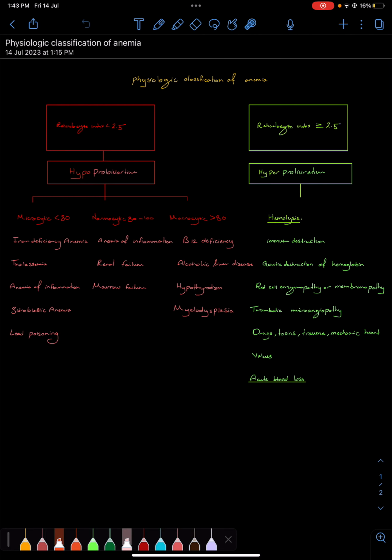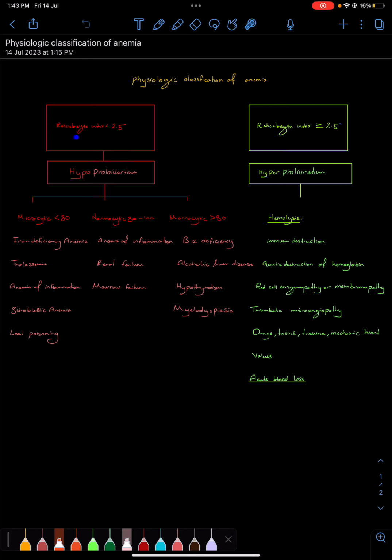Hi everyone, today I'm going to explain the physiologic classification of anemia. Right now I'm not talking about any other classification, but rather the physiologic, which means it's based on physiology. So we have two big categories.